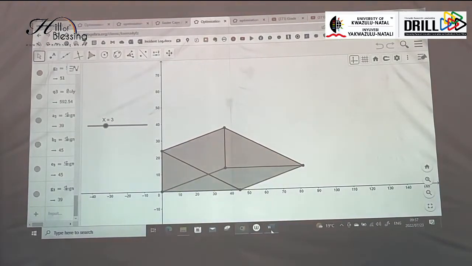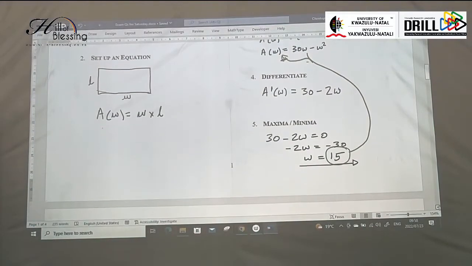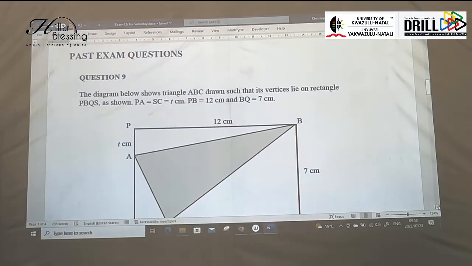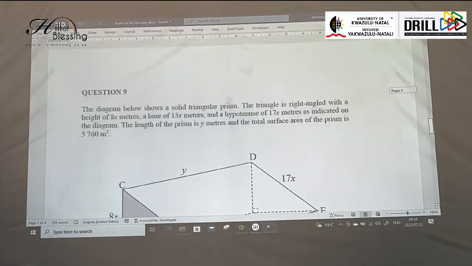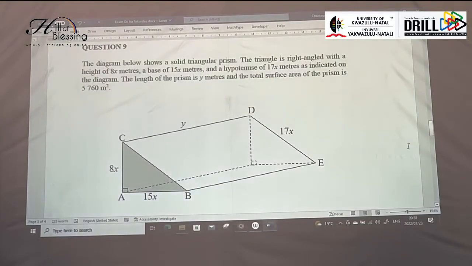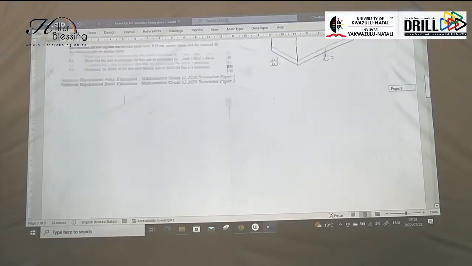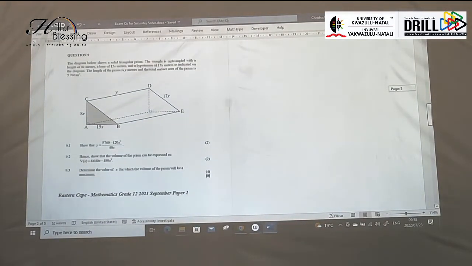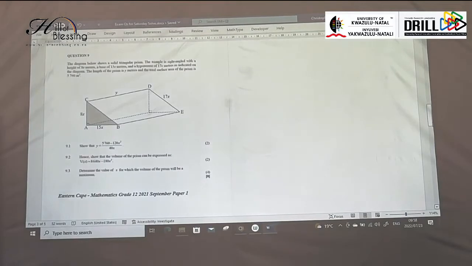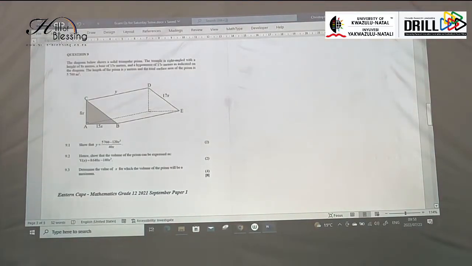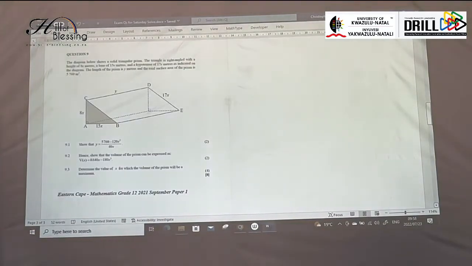Before we even begin, I want you to understand the idea of scaffolding. Scaffolding is something that examiners do to make an exam question more manageable. You'll notice that the question is broken down into a few different parts on your sheet. 9.1 says show that y equals whatever y equals. 9.2 says hence show that the volume of the prism can be expressed as. And then 9.3 says determine the value of x for which the volume of the prism will be a maximum. What 9.1 and 9.2 do is help you do these 5 steps that you're shown on the front. It's giving you some guidance through those steps.